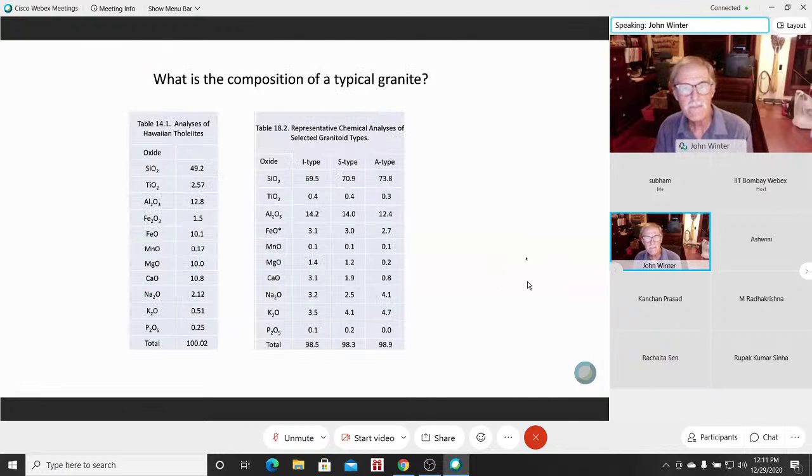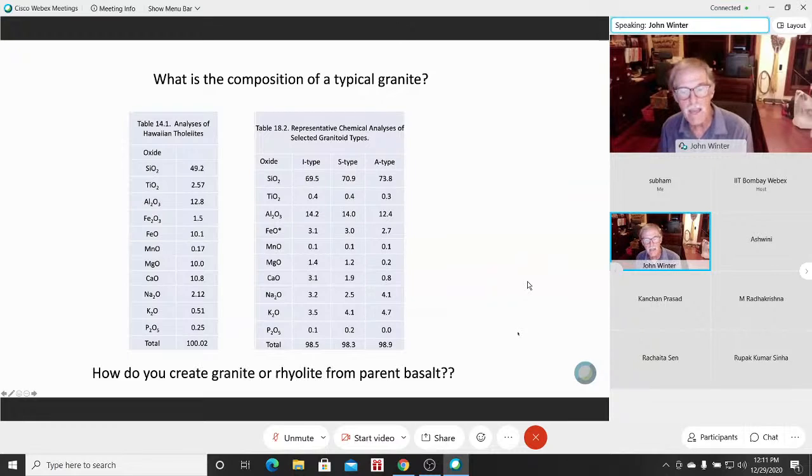Then what's the composition of a typical granite? Well, here's an I-type, an S-type, and an A-type granite analysis to compare to our basalt. All you have to do is go from here to here. And how might you then go about doing that is going to be a question, right? How do you create a granite or rhyolite from a parent basalt?